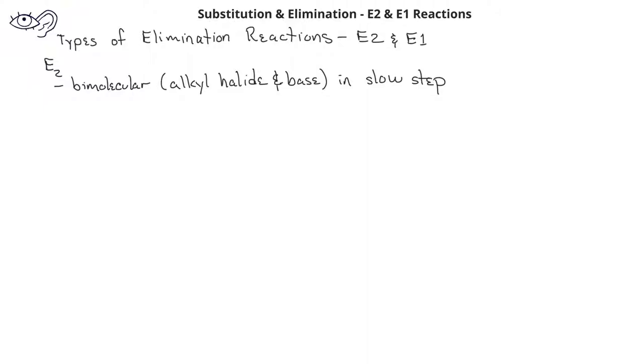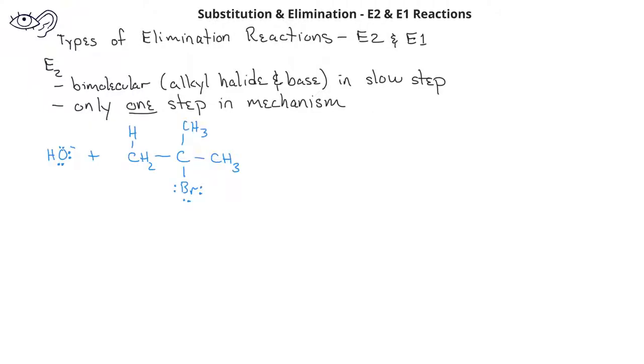In a typical E2 elimination reaction, the base will donate a pair of electrons to one of the hydrogens on what's known as a beta carbon. The beta carbon is one of the carbons next to the carbon bonded to the halogen. At the same time that that pair of electrons is being donated to a hydrogen on the beta carbon, the pair of electrons from that hydrogen will be donated to form a double bond between the alpha and beta carbons.